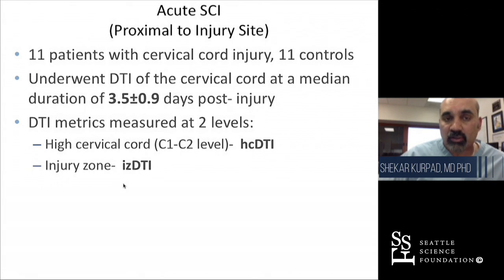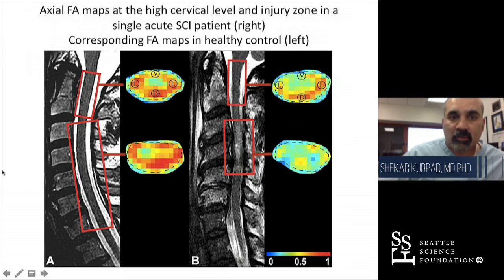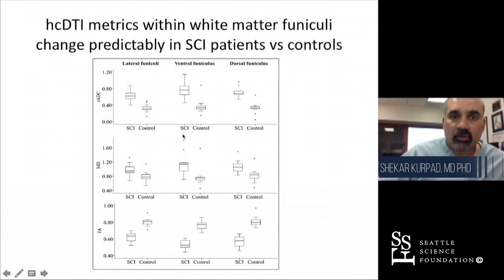DTI metrics were measured at two levels, one at the high cervical cord and one at the injury zone. So in other words, here's a schematic of the spinal cord injury and where we measured diffusion changes in the spinal cord in the acute setting after spinal cord injury. As seen in this figure, there was a significant reduction in fractional anisotropy in spinal cord injury patients versus controls, and this was detectable in each of the funiculi of the white matter in the spinal cord.